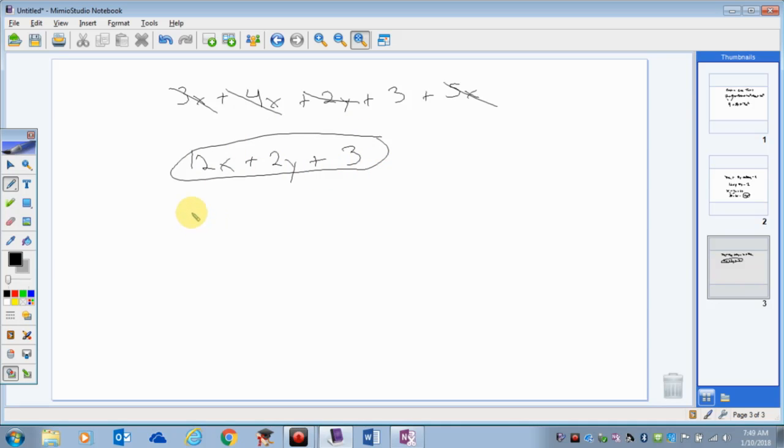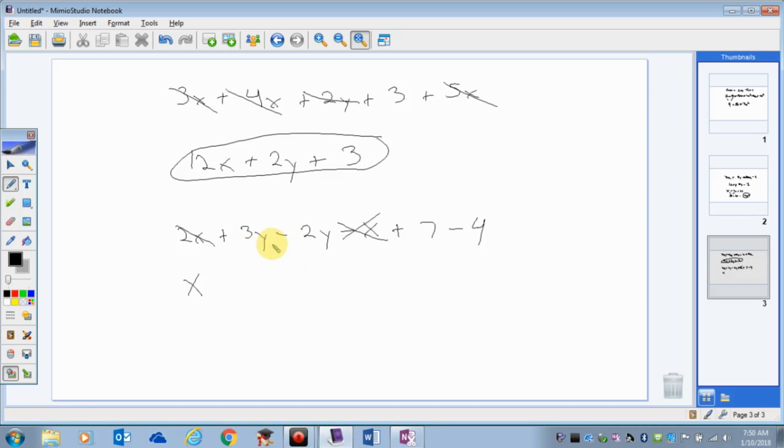Alright, so we'll have another one. We'll go 2x plus 3y minus 2y minus x plus 7 minus 4. Alright, so is there anything that is like 2x? Yeah, there is. x, which would be 1x, and it's subtracting. So 2x minus 1x is going to give us 1x, or x. So we can get rid of that. We're done with those.